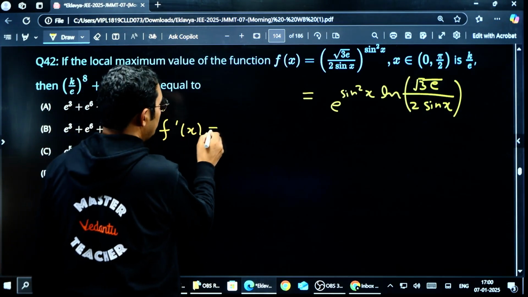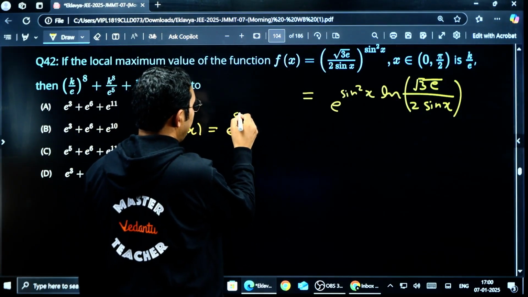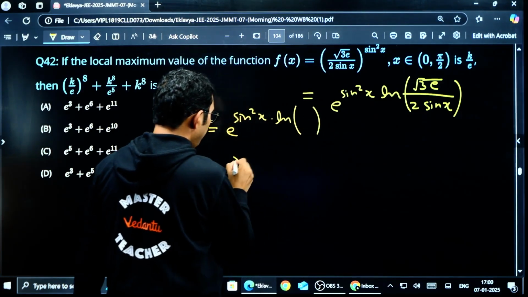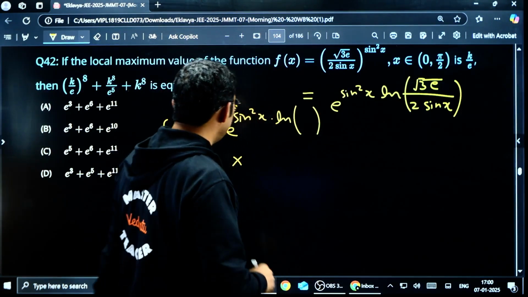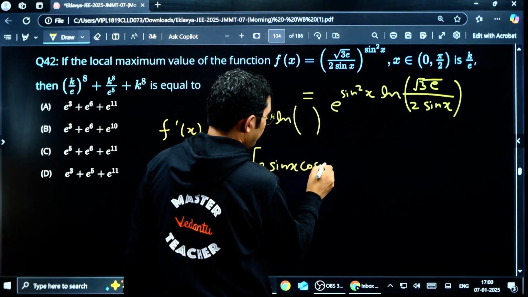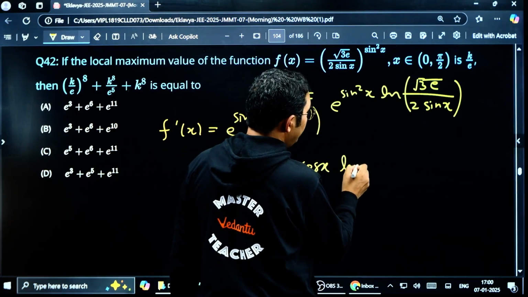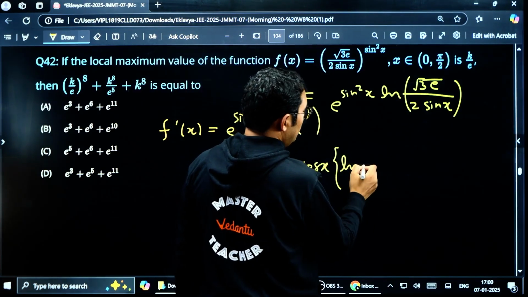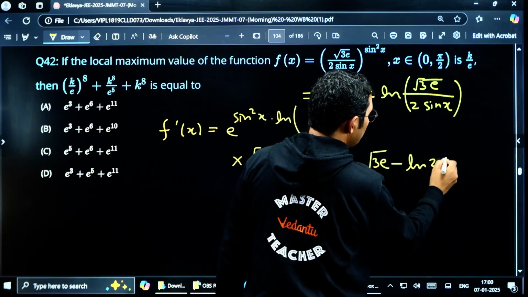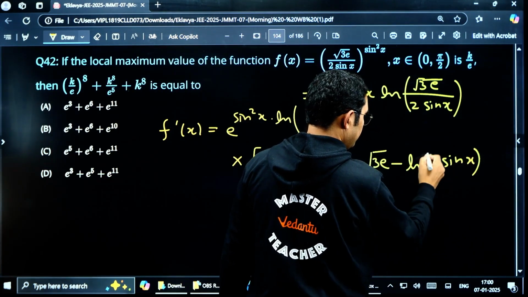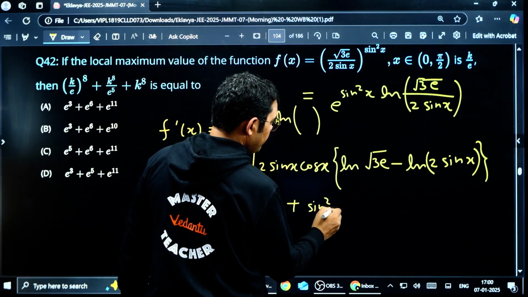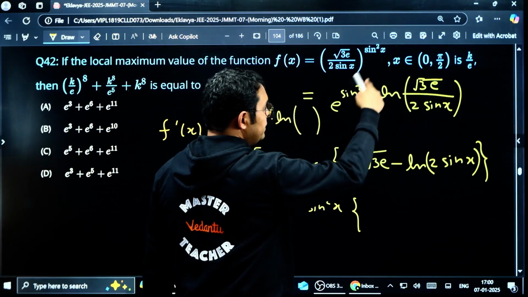f dash x will be equal to e raised to the power, this entire thing will be as it is, sine square x into ln of, I'm just marking the bracket, into, then chain rule. First you differentiate sine square x, that is 2 sine x cos x, into ln of, I think I can write it as root 3e, minus ln of 2 sine x also, and plus then sine square x multiplied with the differentiation of this.